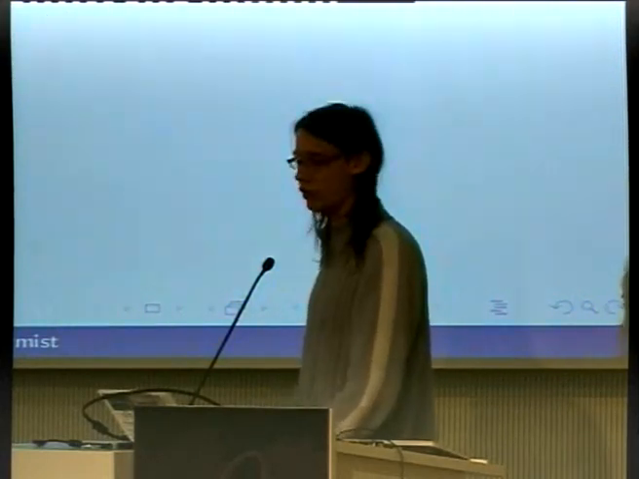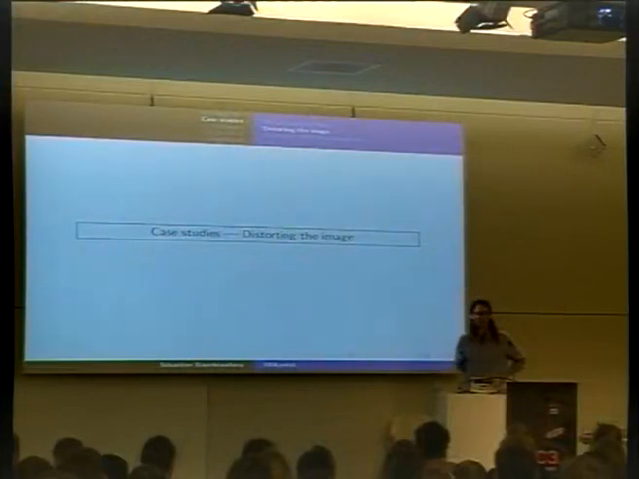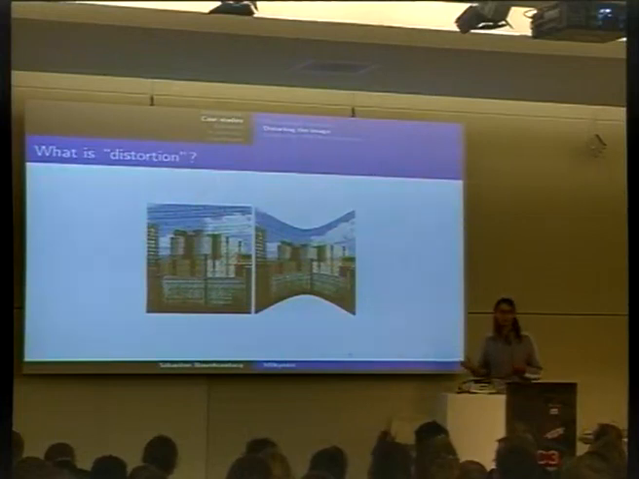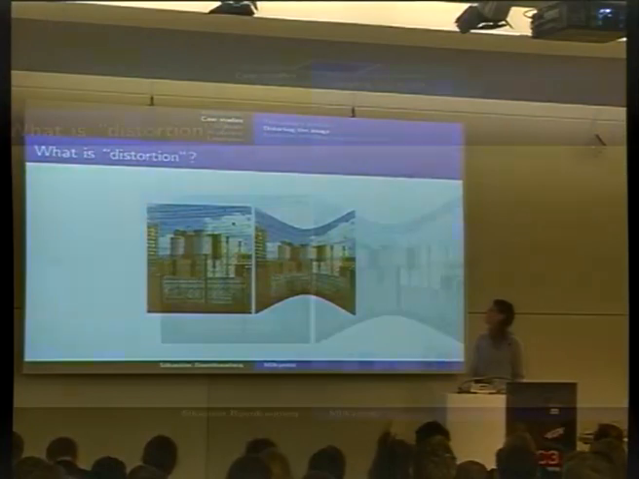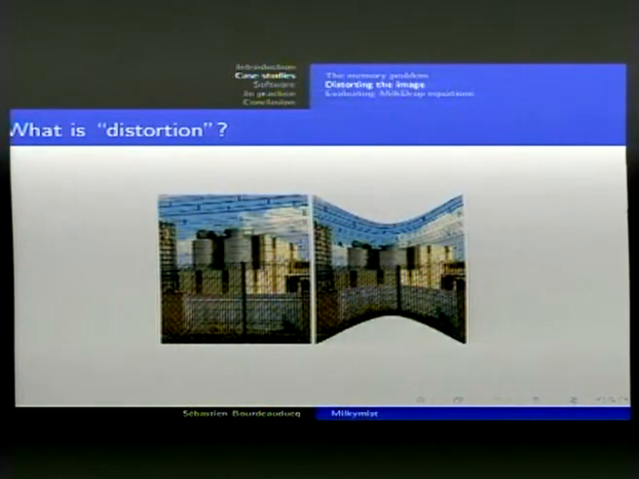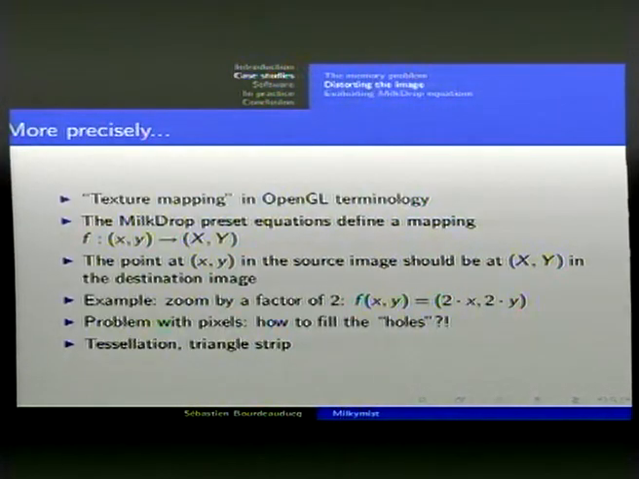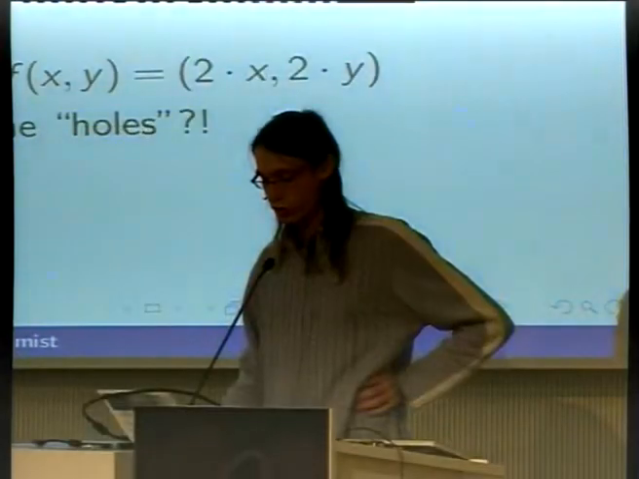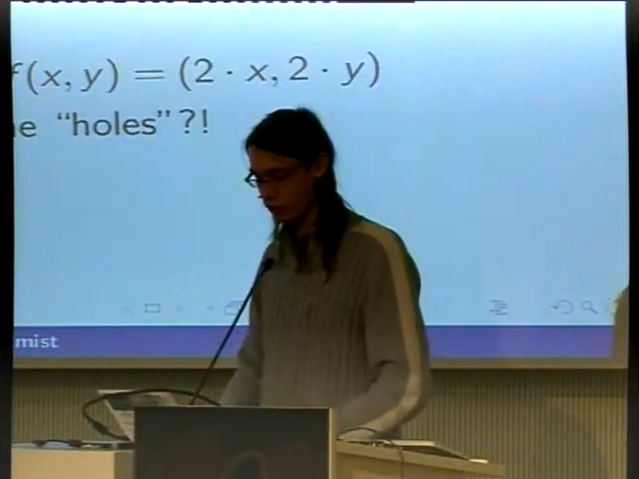So I will explain now how you can distort an image with a good performance. First, what I mean by distortion. Distortion is basically doing this effect, as you can see in the picture. You take a square image and you can shrink it, or zoom it, or do whatever you want with it. More precisely, what I'm doing is what is called texture mapping in OpenGL. The MilkDrop preset equations define a mapping that I call F, which transforms a point with x and y coordinates into another point with other x and y coordinates.